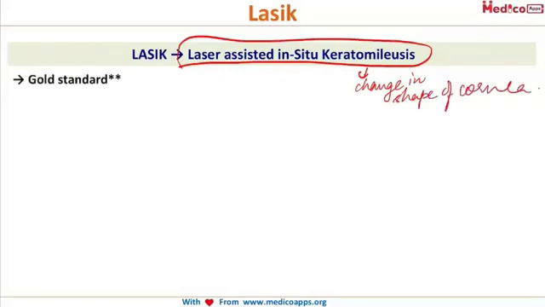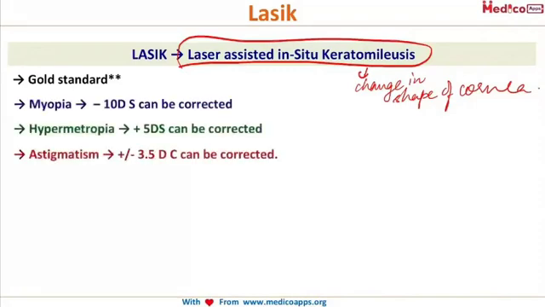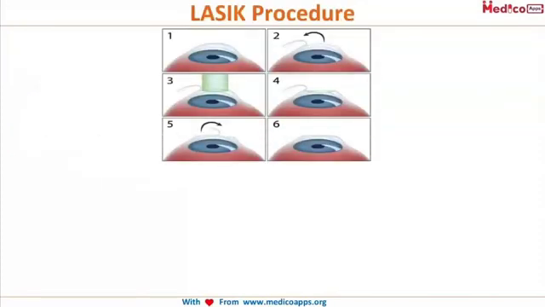Okay, it is a gold standard procedure and it can correct myopia up to -10 diopters. It's an average. Sometimes it can correct up to -12 diopters also. Hypermetropia up to +5 diopters and astigmatism plus or minus 3.5 diopters. So 10, 5 and 3.5. Here also the most complicated and sophisticated excimer laser is used. Now let's look at this procedure.